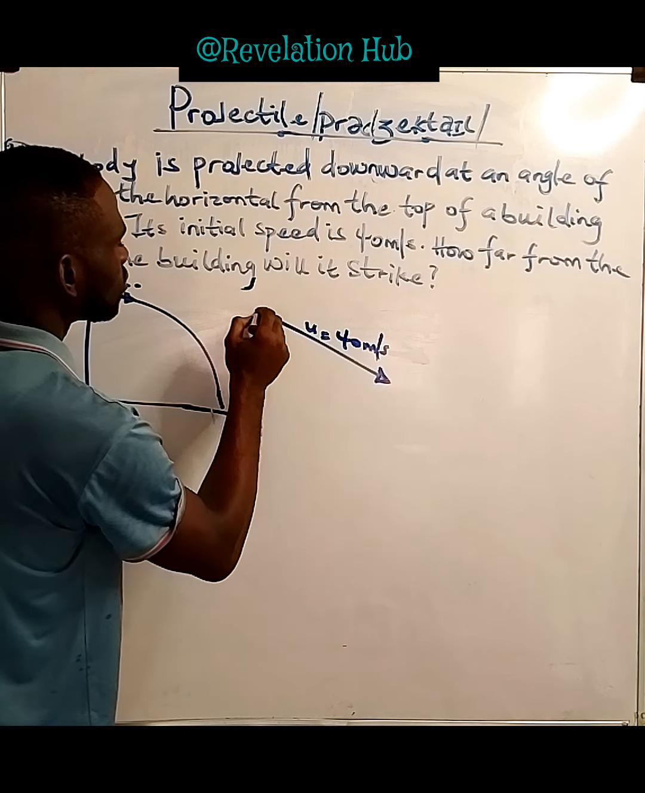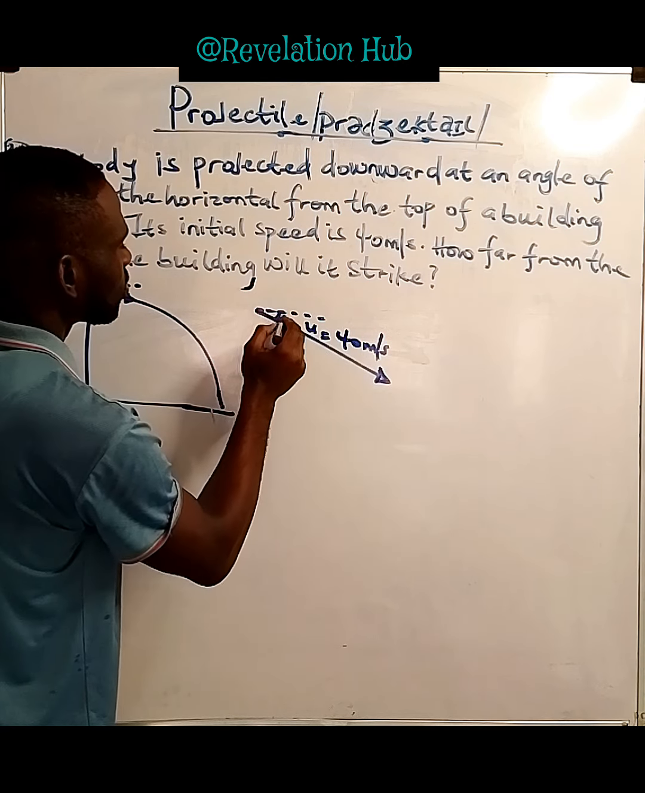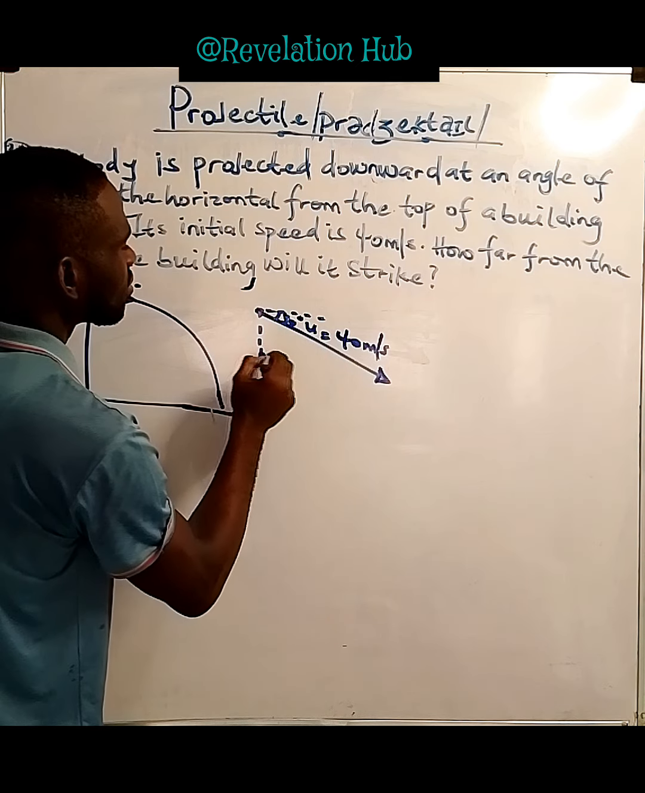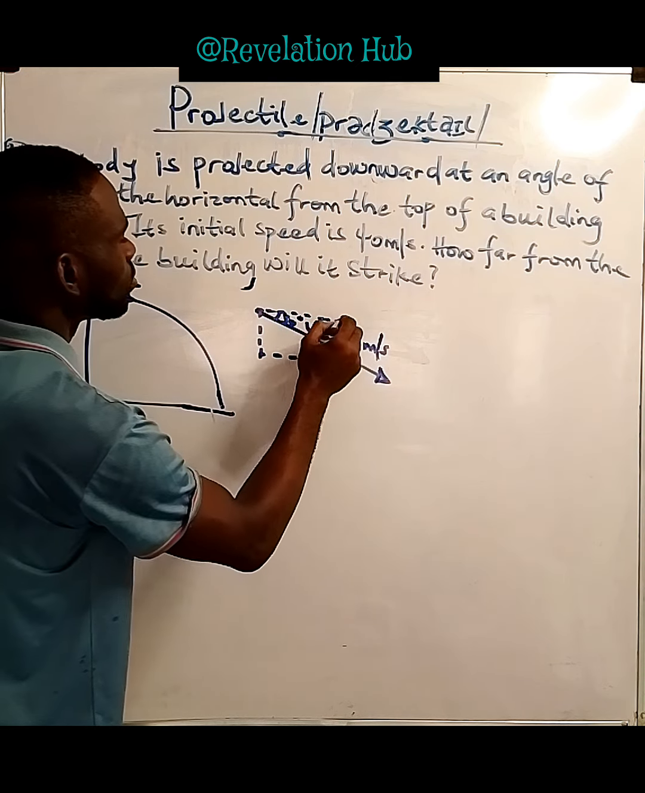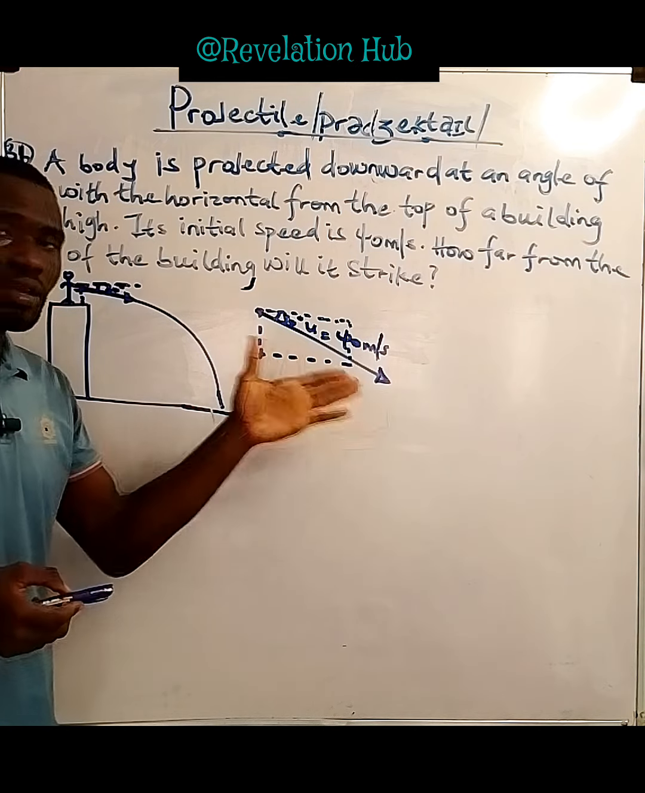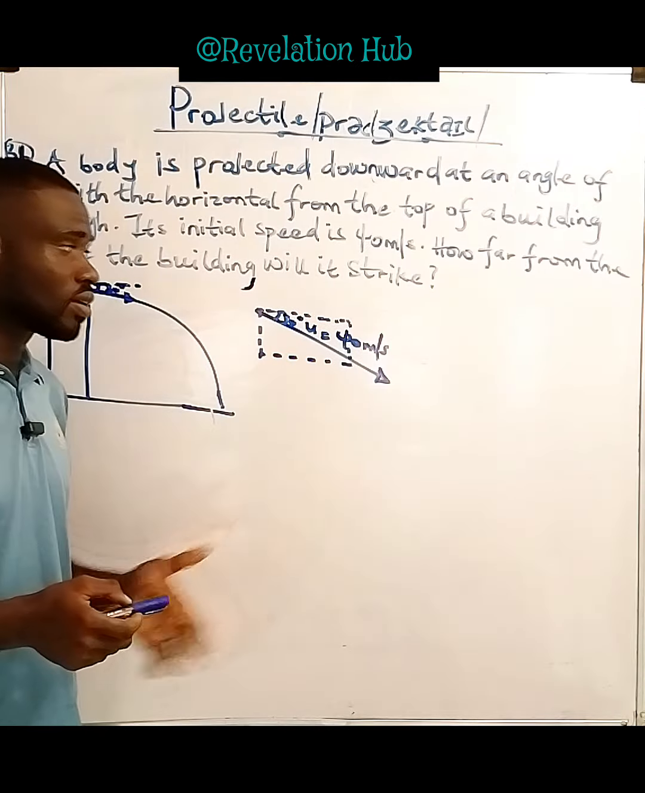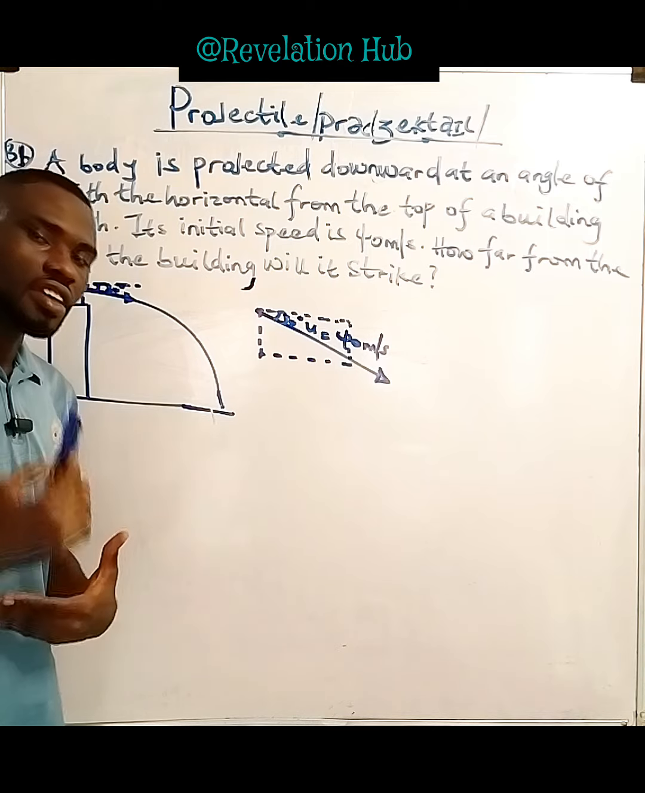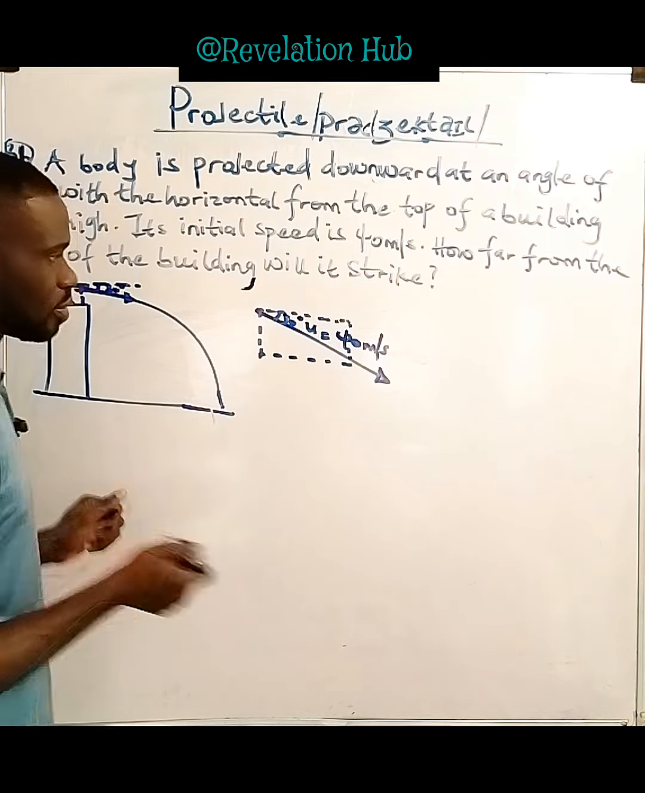Now it was projected at a 30 degree angle with the horizontal. So the first thing we're going to get is the components of the initial speed. The body was projected at 40 meters per second at an angle of 30 degrees with the horizontal. So we're going to get the components of this very initial speed. So let's do that first.